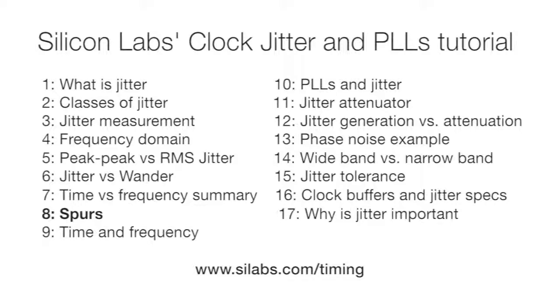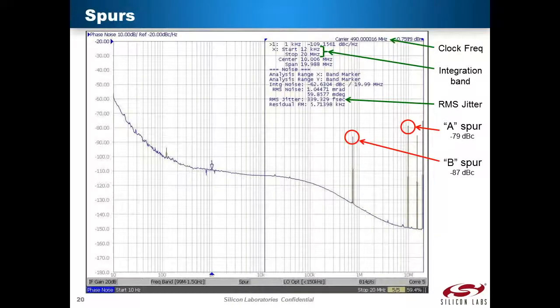This phase noise plot shows the phase noise from a source with a 490 MHz carrier frequency. Both random Gaussian noise and spurious jitter, or spurs, are visible. Note, the spurs here are displayed in dBc, that's dB below carrier, not dBc per hertz.